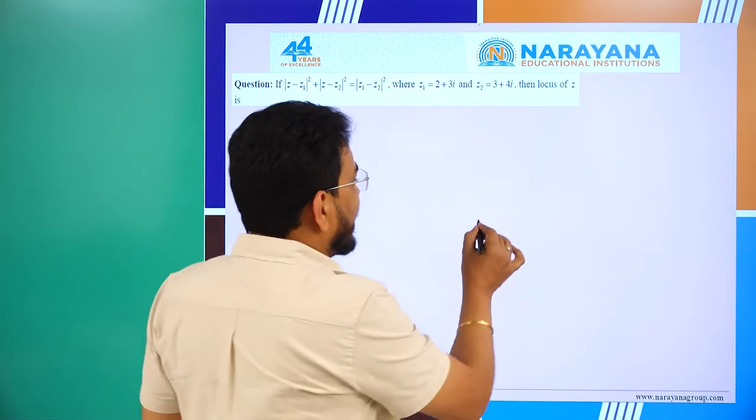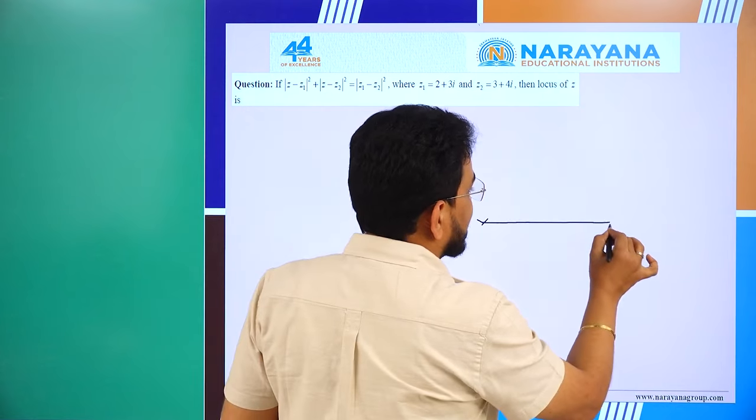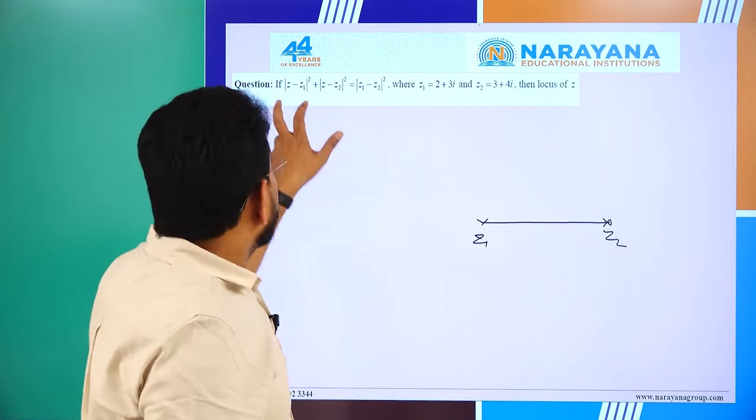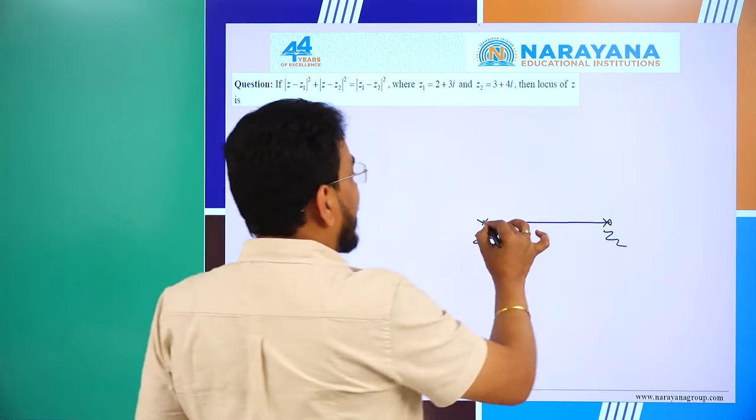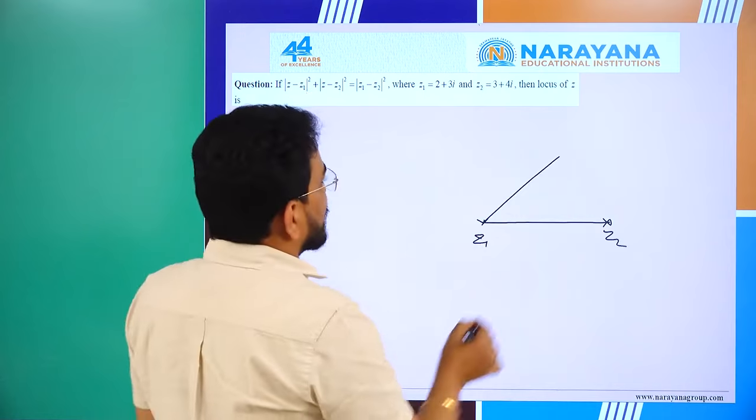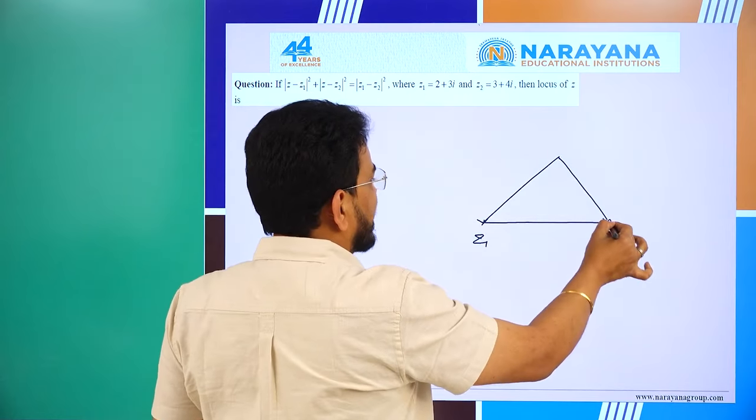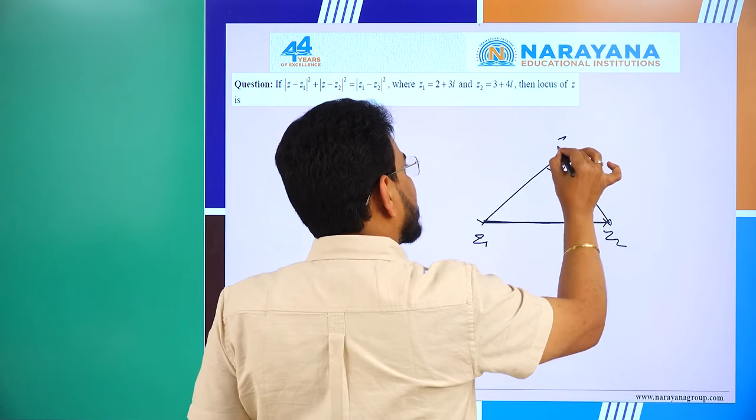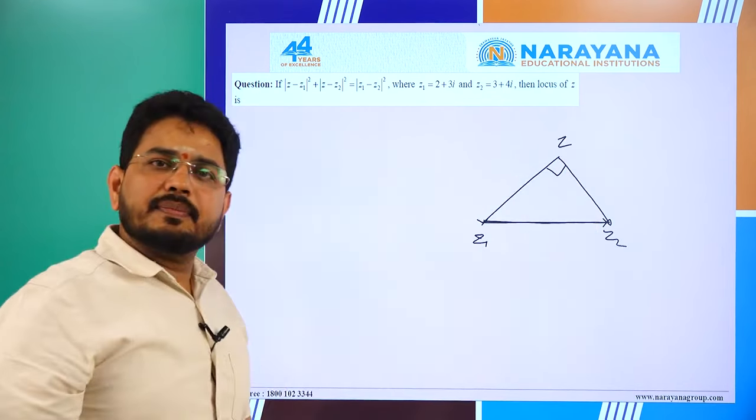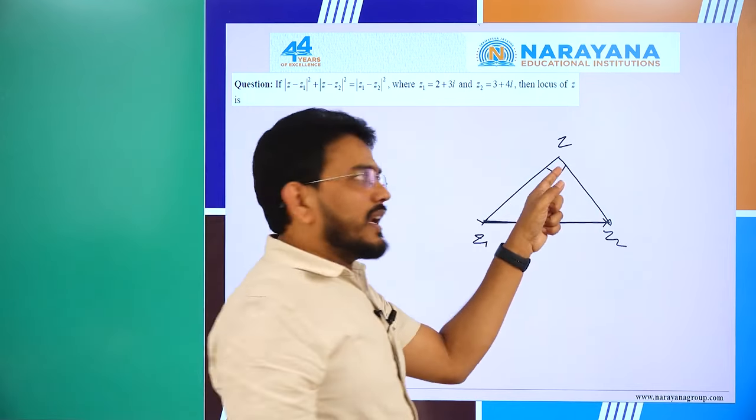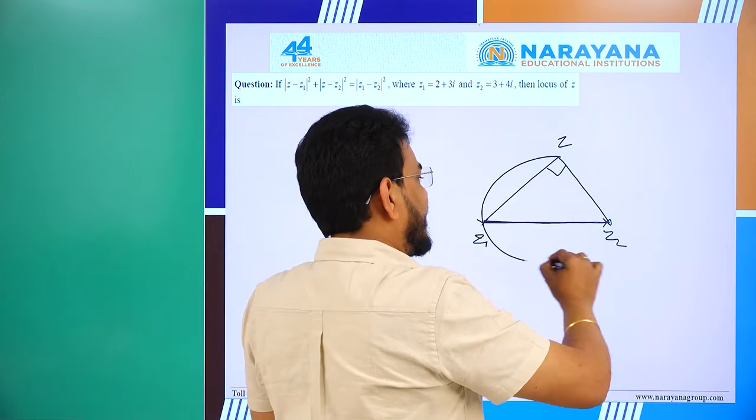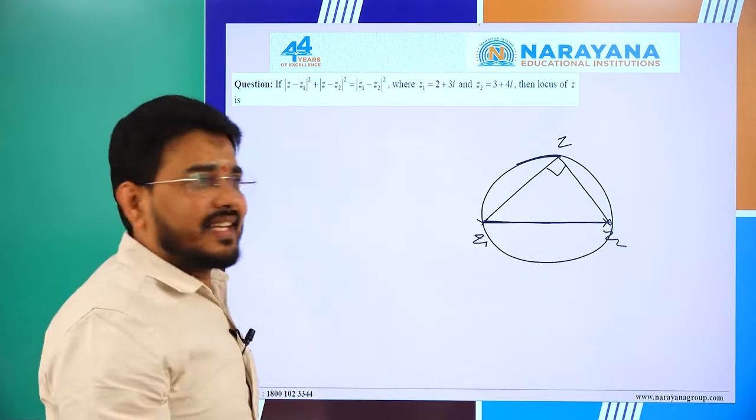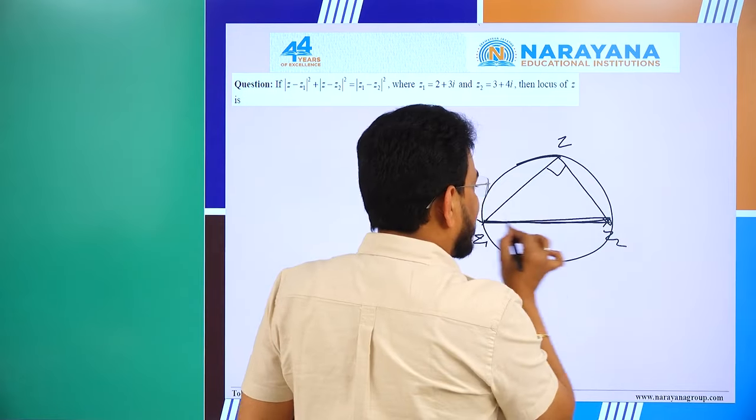Here Z1 is one point and Z2 is another point given, and the logic they are giving is Z is a point such that modulus of Z minus Z1 whole square plus modulus of Z minus Z2 whole square is this one. So as per Pythagoras theorem, this is the 90 degrees. So if this is making the 90 degrees, the locus of Z is a circle. Locus of Z is a circle. What is the diameter? This is the diameter.